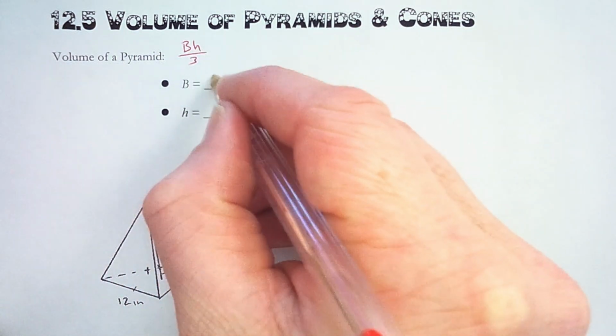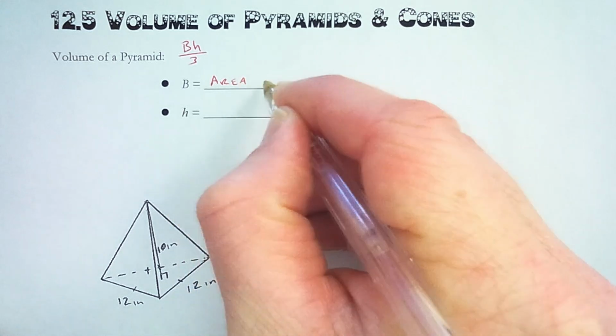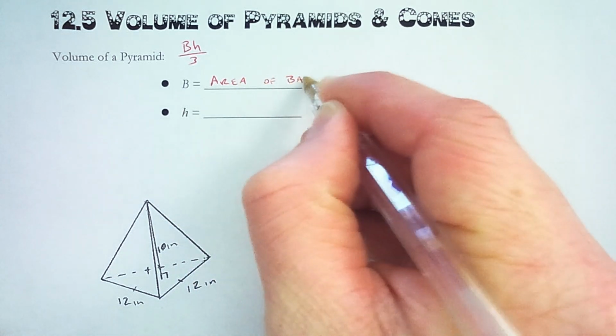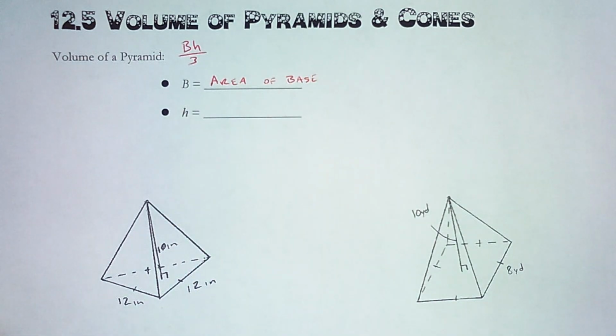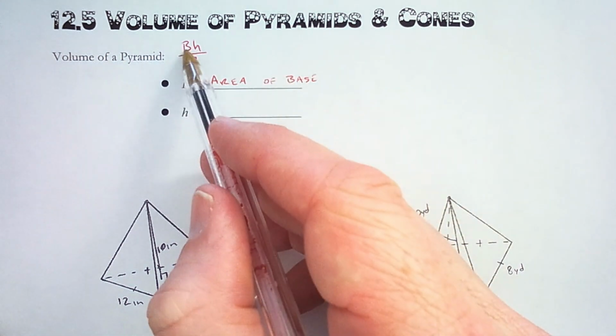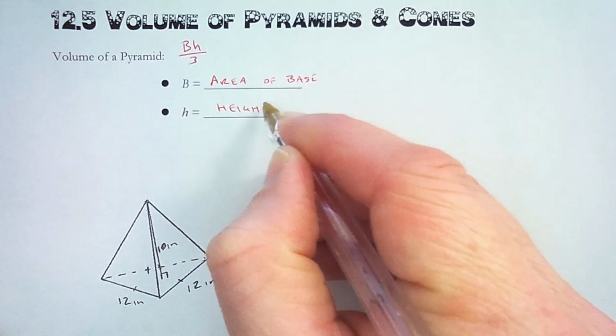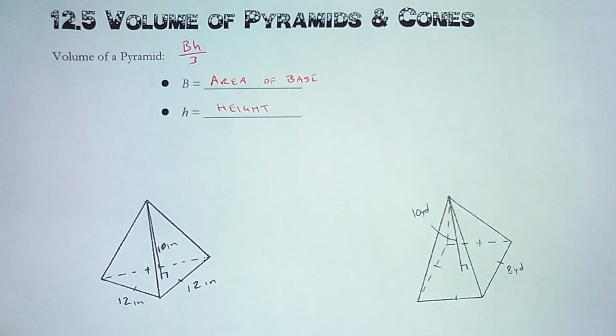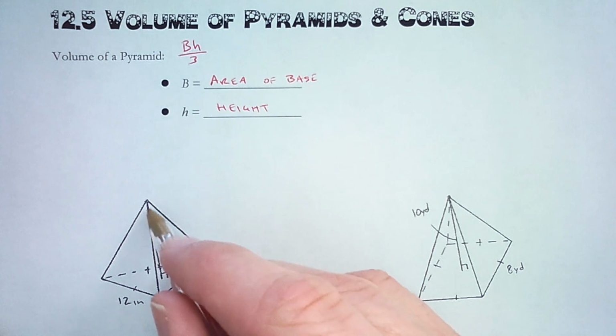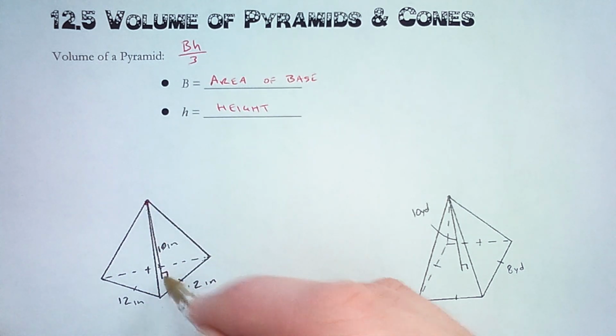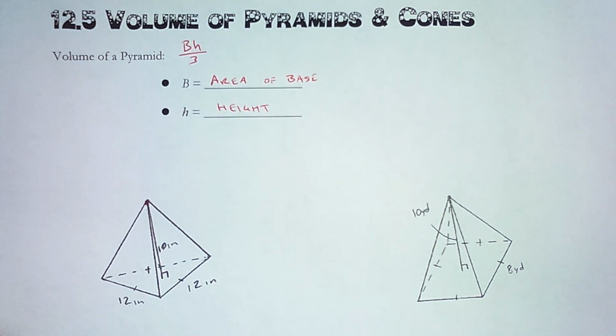Okay, so capital B means area of the base, which means whatever shape the base is, we're going to have to use that area formula to find capital B. Then H is the height. Now the height goes from the base to the vertex, and it's going to be perpendicular to the base. So here I've got a triangular base, and the height goes from the vertex here down to the base, and it is perpendicular to the base.